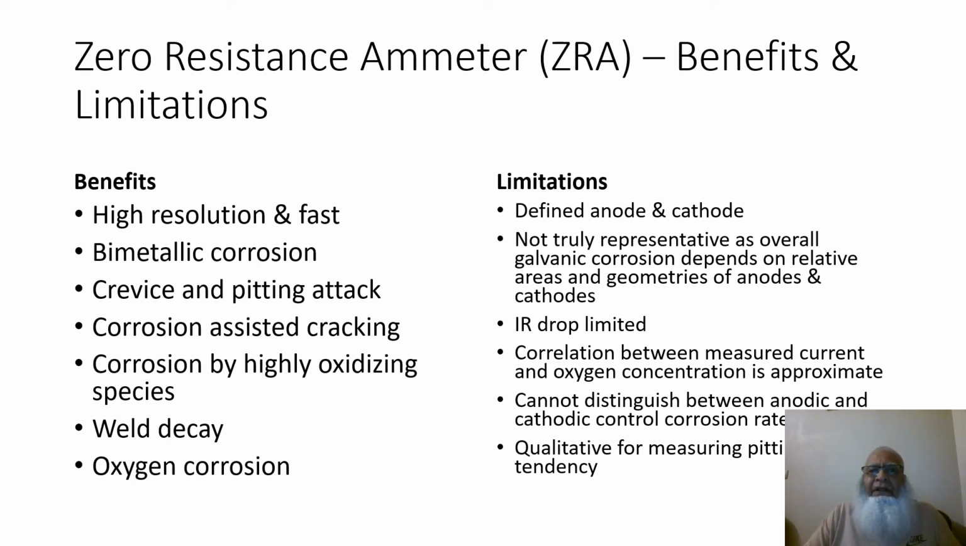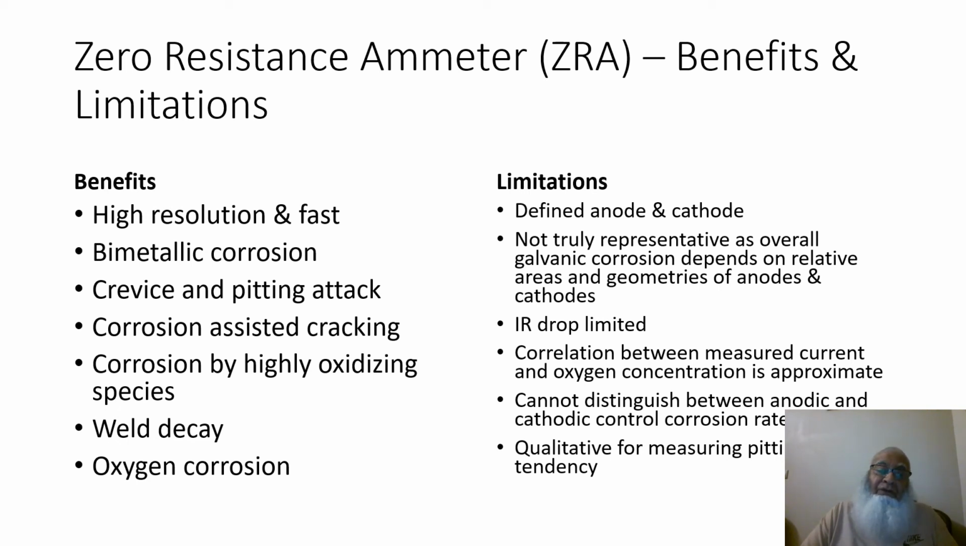Limitations are that defined anodes and cathodes have to be there. Like if a system has two metals, like copper and iron, the probes must be made from copper and iron likewise. It is not fully representative, as overall galvanic corrosion depends on the relative area and geometry of the anodes and the cathodes. IR drop is limited as well.